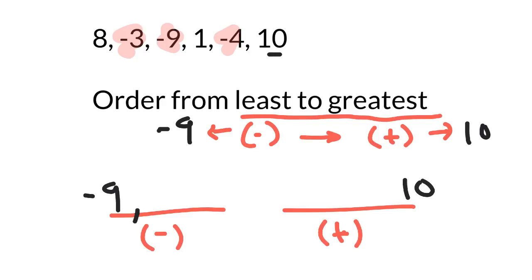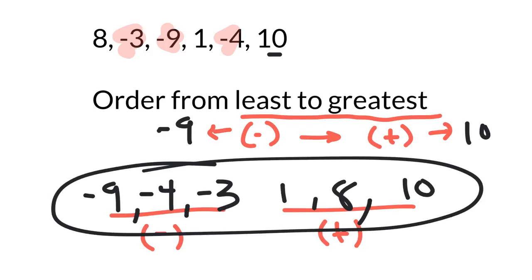If I'm looking at my negatives, I know if I'm going from least to greatest, my numbers should look like they're getting smaller. So I go -4, then -3. Then for positives, it's exactly as I normally see it. From least to greatest, it's my smallest up to my biggest. And here is now my list in order from least to greatest.